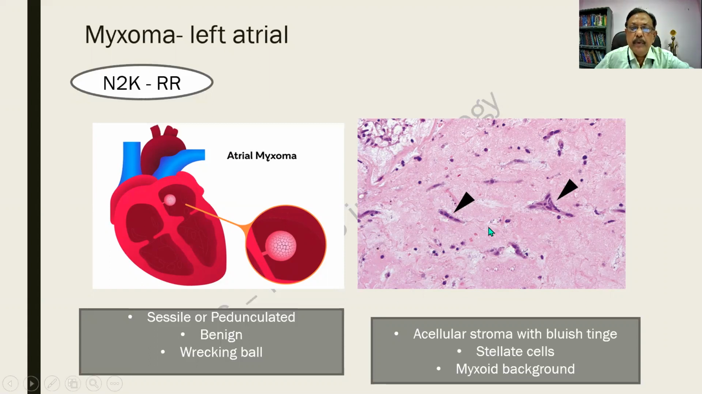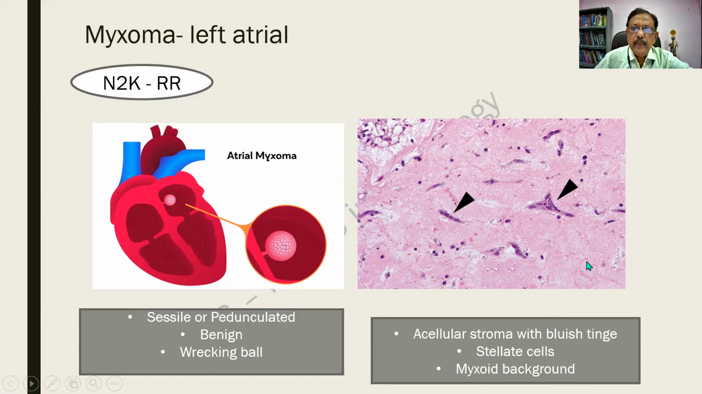Microscopically, remember only two things. There will be few cells which are somewhat star-shaped in outline. They have got projections and they become star-shaped. They are called stellate cells. And the background is sparsely cellular and loose. We call it a myxoid background. And this will be the picture of it.